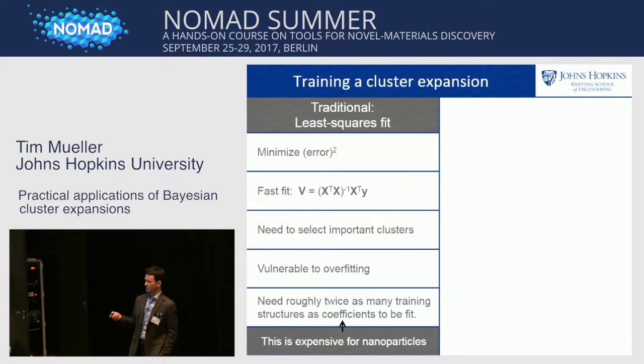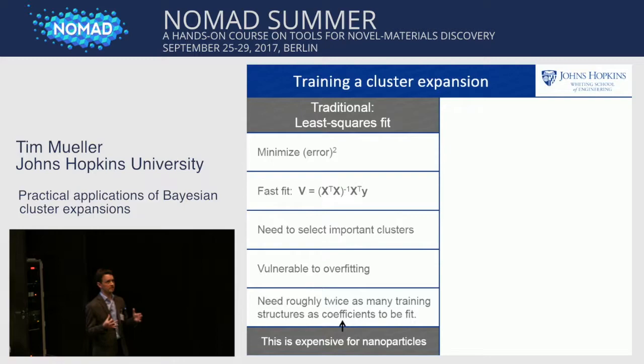I'll be talking later in this talk about nanoparticles. It turns out this gets really expensive for nanoparticles, because each nanoparticle is an expensive calculation on its own. Because of their low symmetry, there are a lot of symmetrically distinct clusters. So this is one of the reasons you don't see a lot of cluster expansions on nanoparticles.